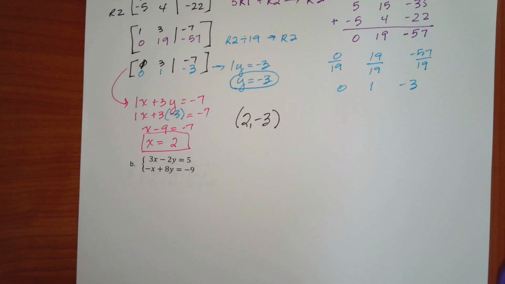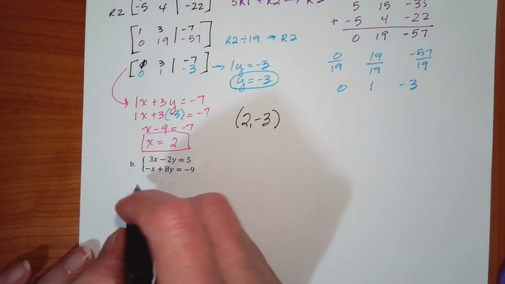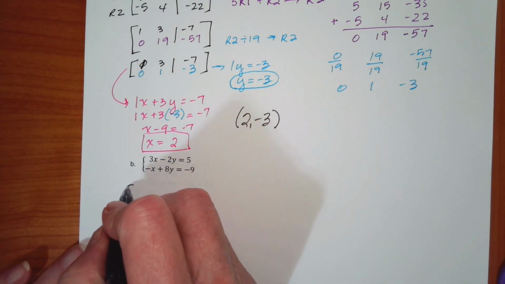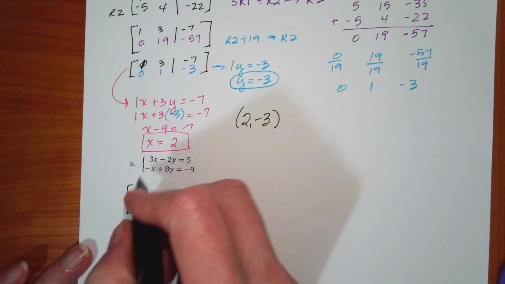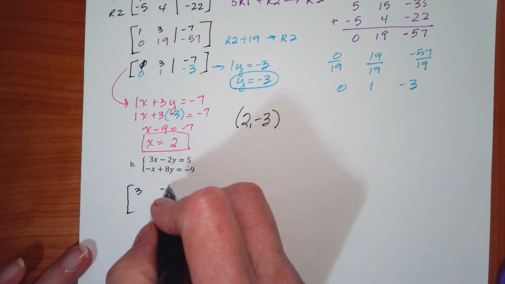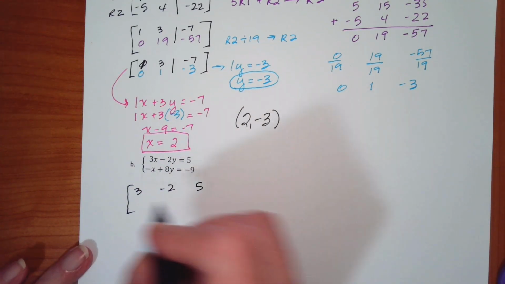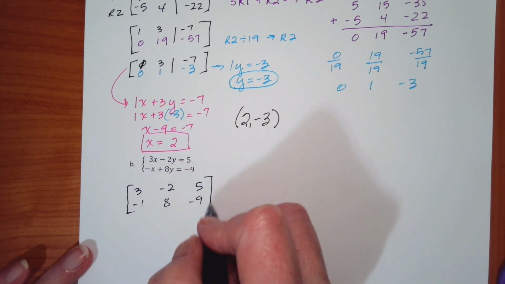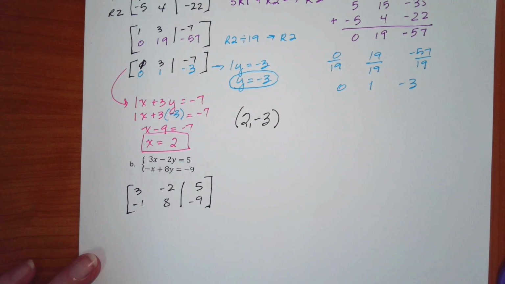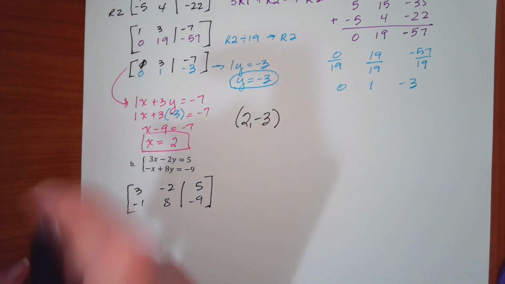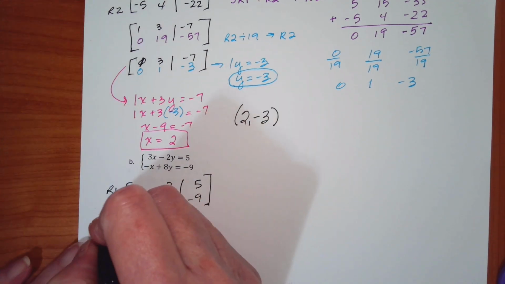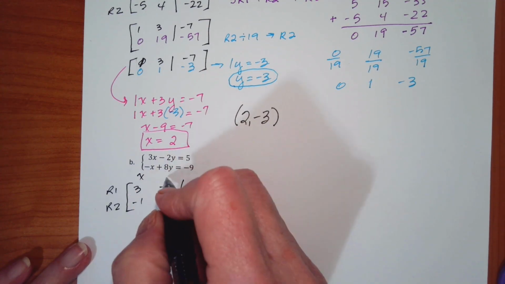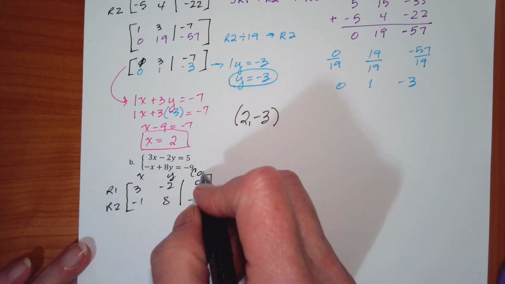Okay, same thing on the next one. All right, I'm going to take my equation and turn it into a matrix. 3, -2, 5, -1, 8, -9. R1, R2, X, Y, constant.